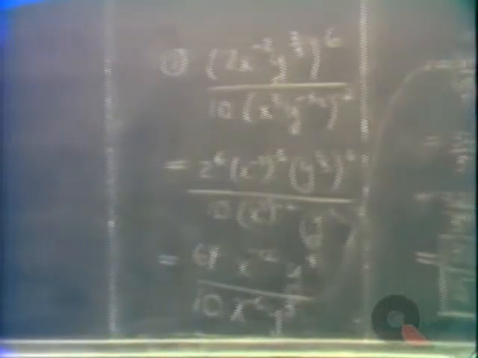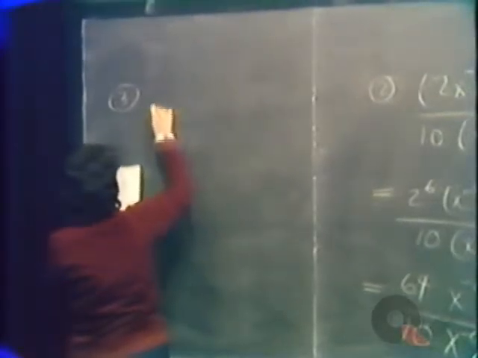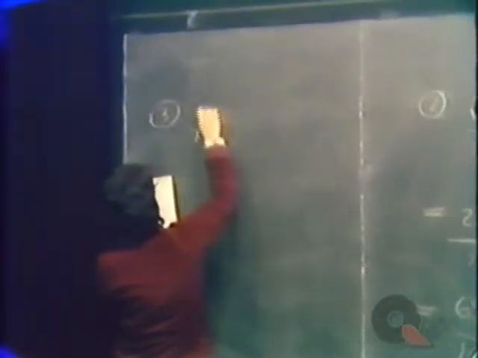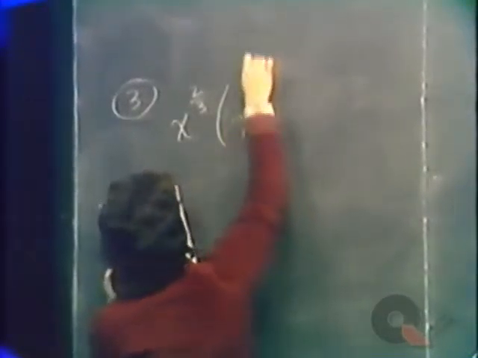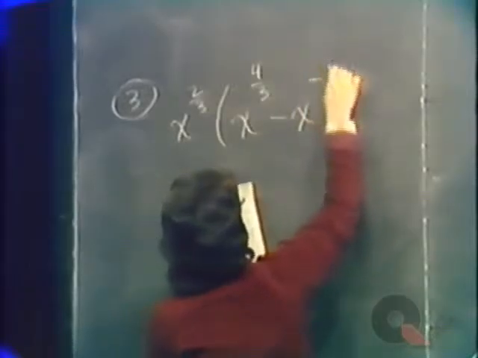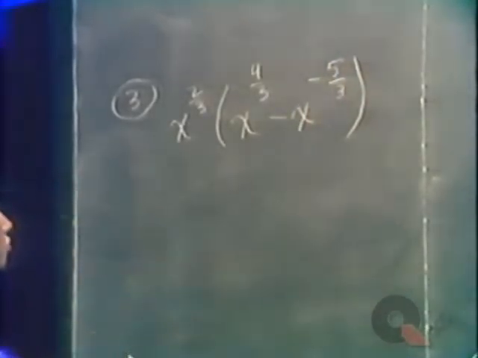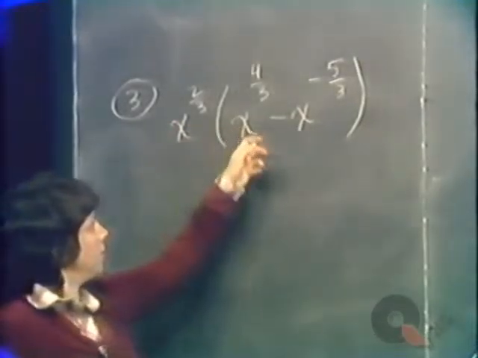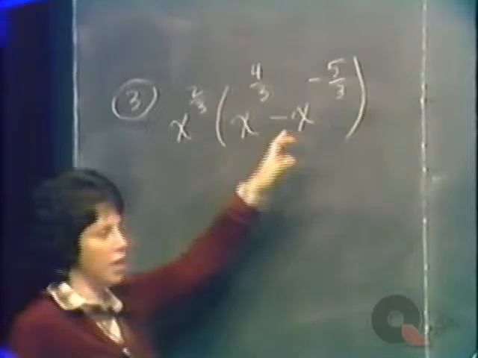In the third example, we want to multiply and combine the following. x to the 2/3 times x to the 4/3 minus x to the minus 5/3. We're going to use our distributive law. a times, say, b plus c would be a times b plus a times c.